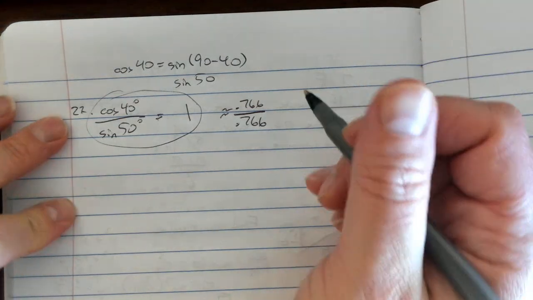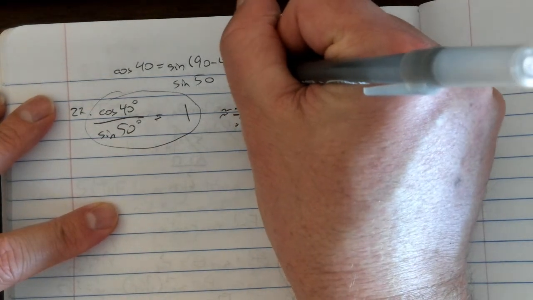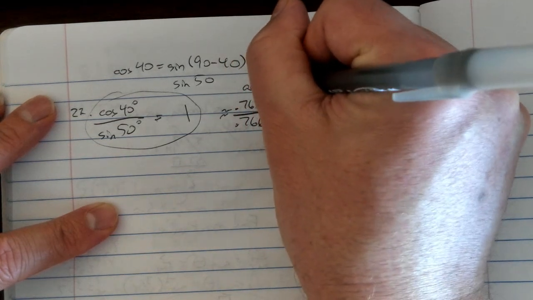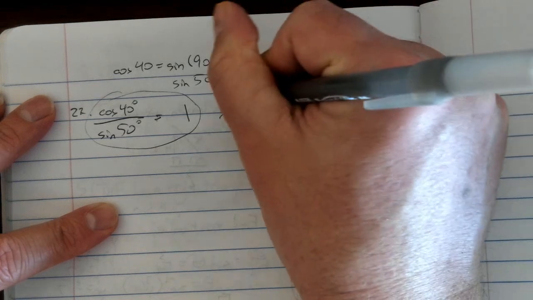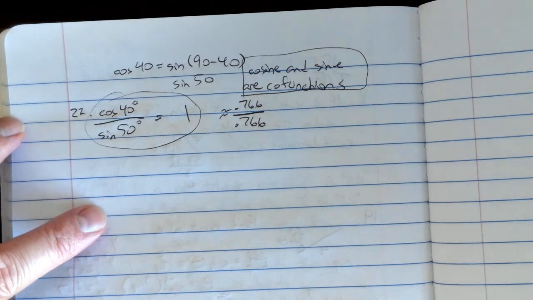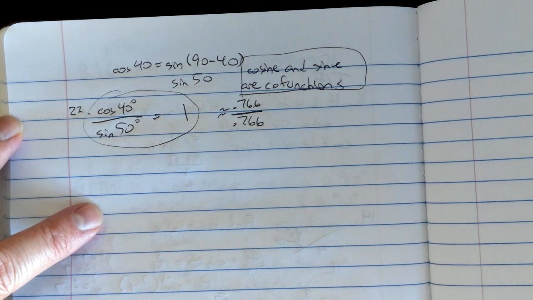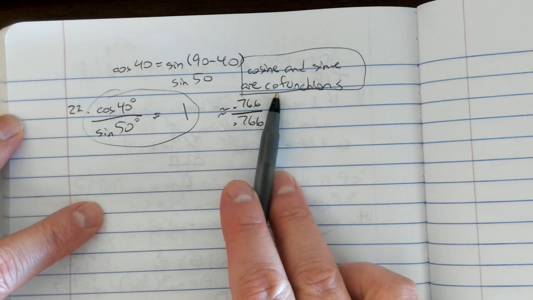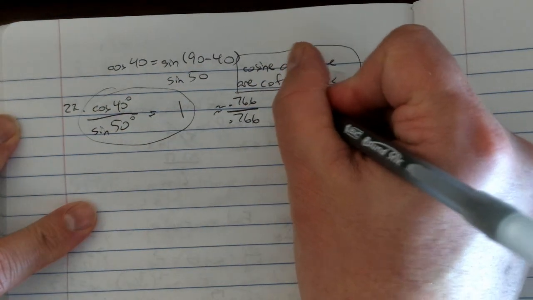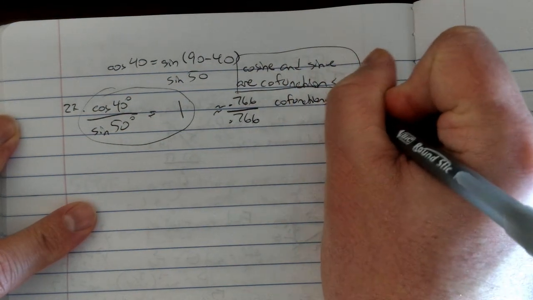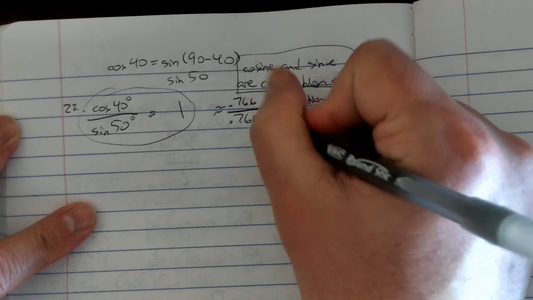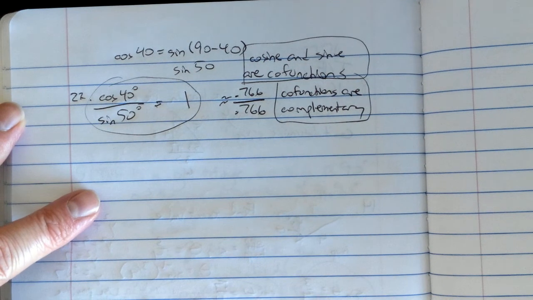So the terminology for this is cosine and sine are co-functions. That means they relate to each other. It's not like cosine and secant, because those are reciprocals. These are called cofunctions because cofunctions are complementary. Cofunctions are complementary.